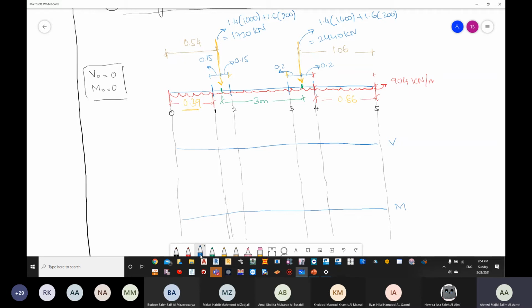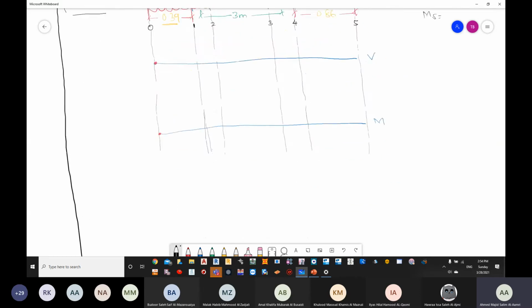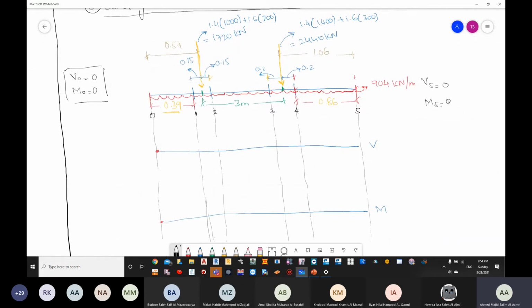So now we know that this point is 0 and this point is 0. What about V5 and M5? How much is shear force at point number 5 and how much is moment at point number 5? Once again 0. From the definition, on the right or the left, I'll take the easiest one, which is to go to the right. There are no forces on the right of point number 5, so my shear force is equal to 0. And if no force, then my moment is equal to 0.